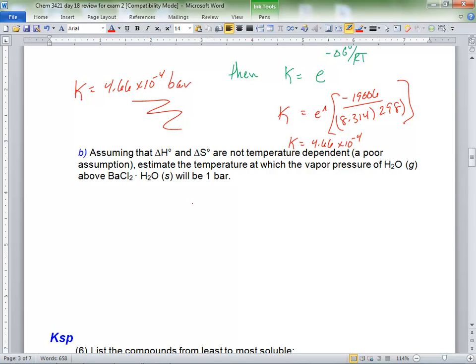How would you handle B? Plug in 1 for K, and then solve it with your known values of delta G and R, and solve for T. Yeah. You hear what he said? You heard Eric say he's got it.